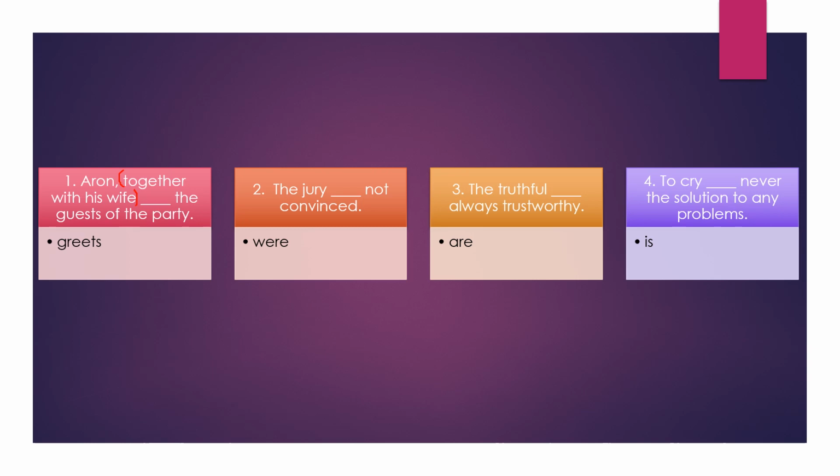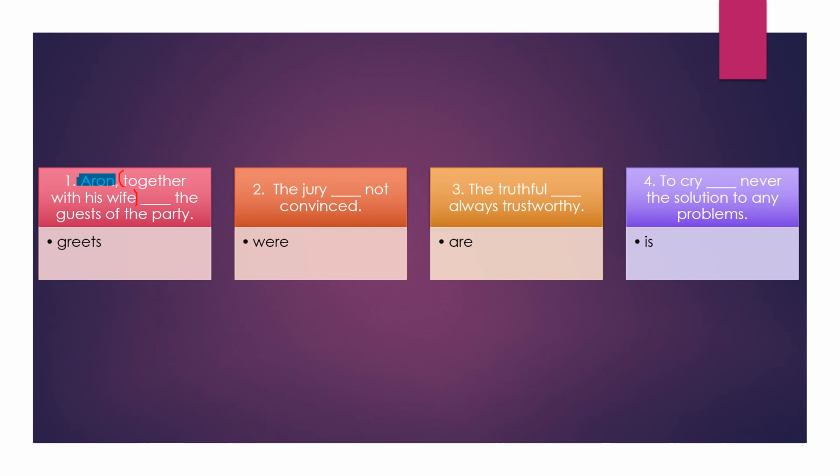You close the bracket after all the subjects that are written after these words, and then you're only and only left with one subject, which is here Aaron. Because Aaron is a singular subject, the verb that we use will be singular. So Aaron greets the guests of the party will be the sentence.